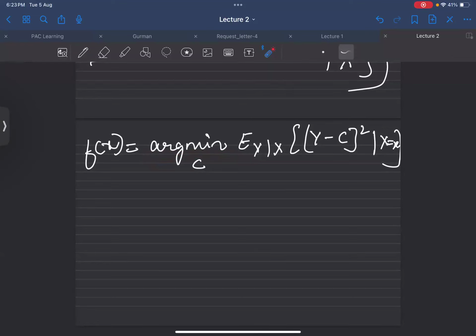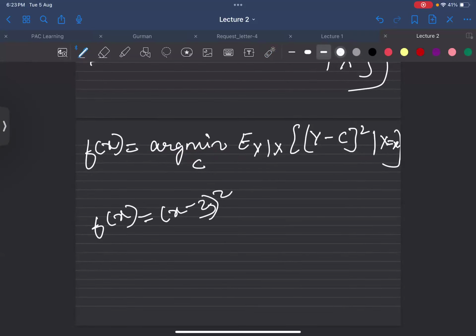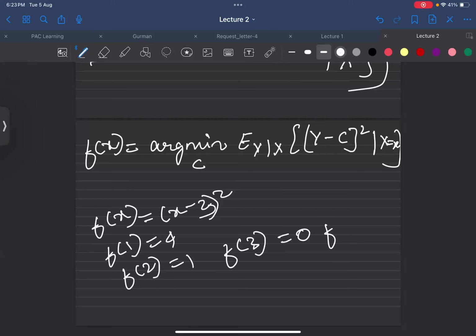Yes. We discussed a simple example, x minus 3 square. Suppose f1 is basically 4, f2 is basically 1, f3 is 0, and f4 is 1. So which value is giving me the least one? That is 3. So argmin of f(x) is 3 basically.